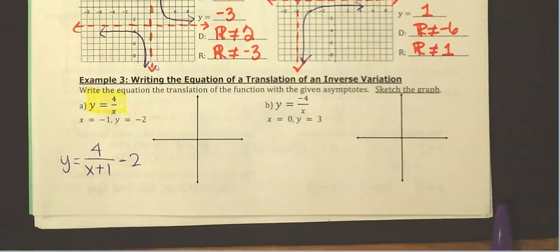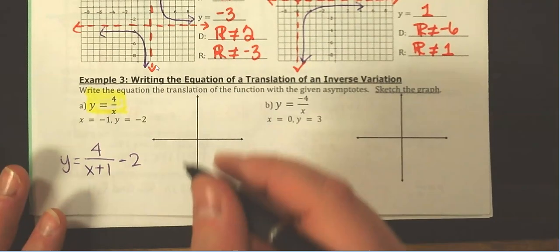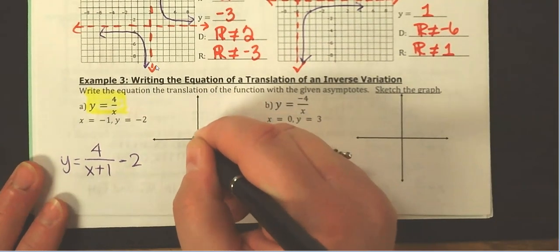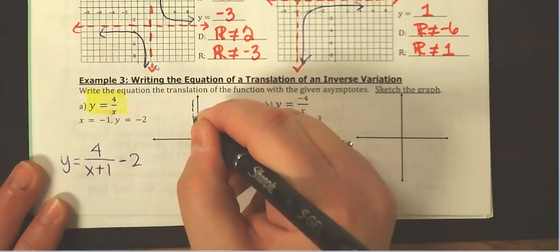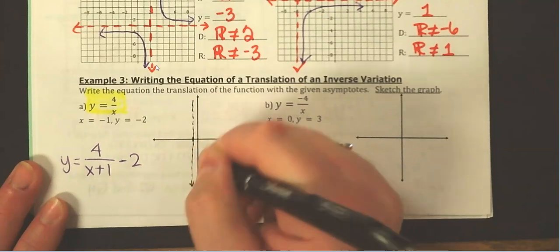Now, I know I just put a blank graph. We're just going to sketch this here really quick. Okay. So x equals negative 1. I'm just going to make a little mark for myself. So like negative 1 maybe right in here.